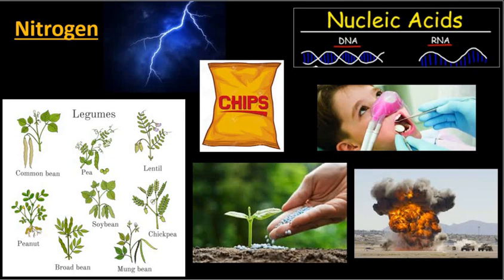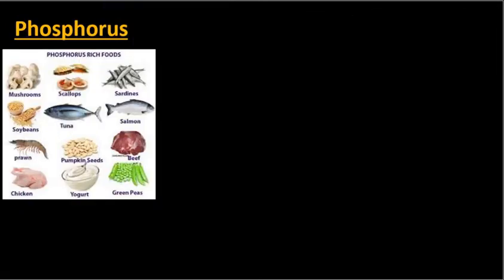Okay, next down on the periodic chart would be phosphorus. Again, a nutrient that is needed. You can see that it is found in various types of fish and seafood. It is found in most types of meat, dairy products.